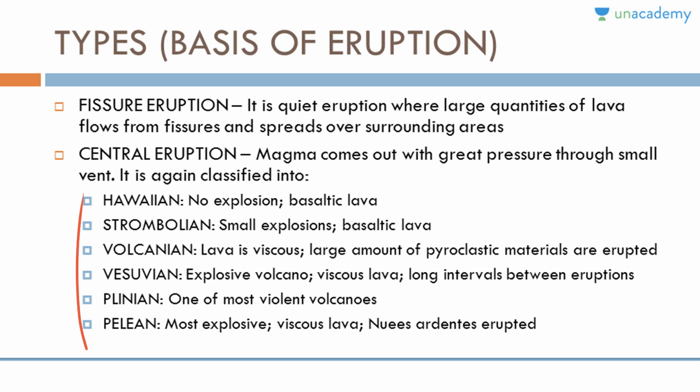So Hawaiian type has no explosion, then we have higher explosion in Strombolian, that is small explosion. Vulcanian type has more explosion than Strombolian, and so on. And the lava turns from basaltic in Hawaiian to more granitic towards the Pelean type.